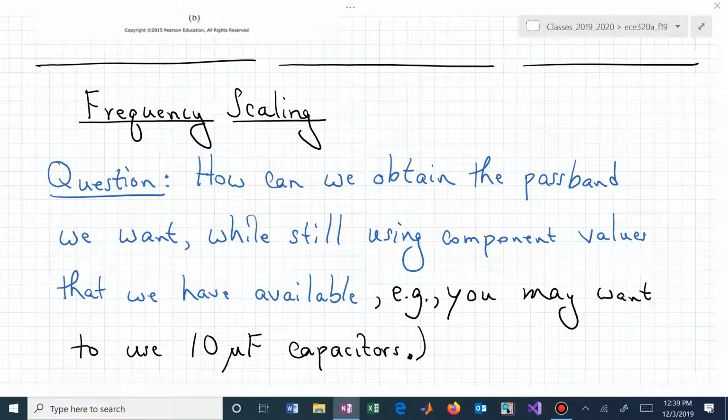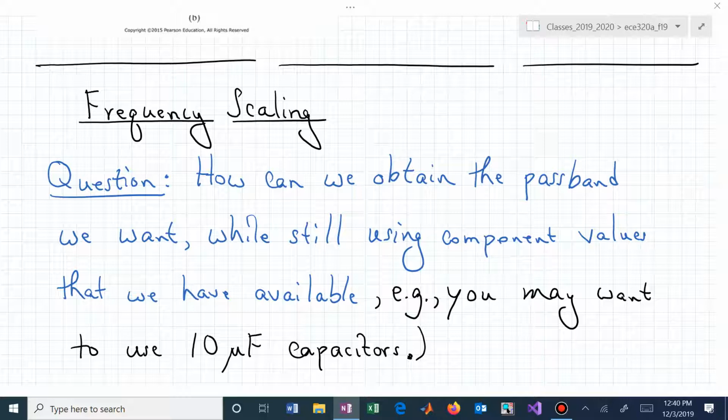And maybe Josie doesn't have the exact parts that you need for the design that you created, and she now hands you some capacitors and says, here's your capacitors, good luck. And you now have to make sure that those capacitors work with your filter that you want to design. Or how can we obtain the pass band we want while still using component values that we have available?